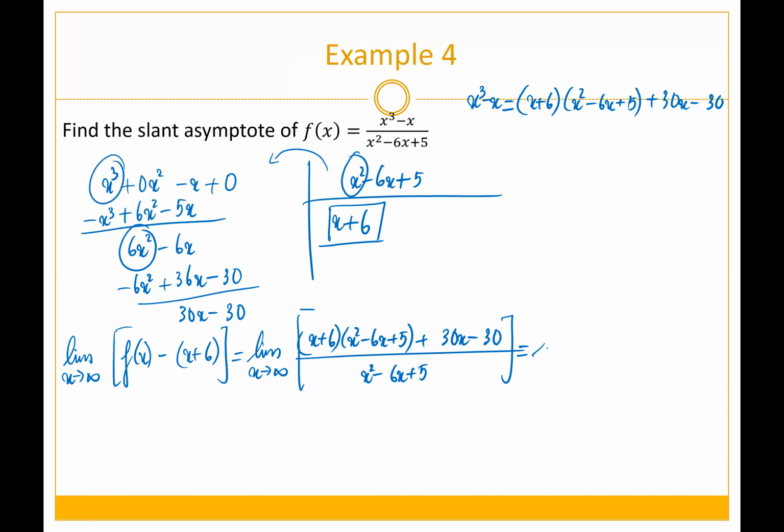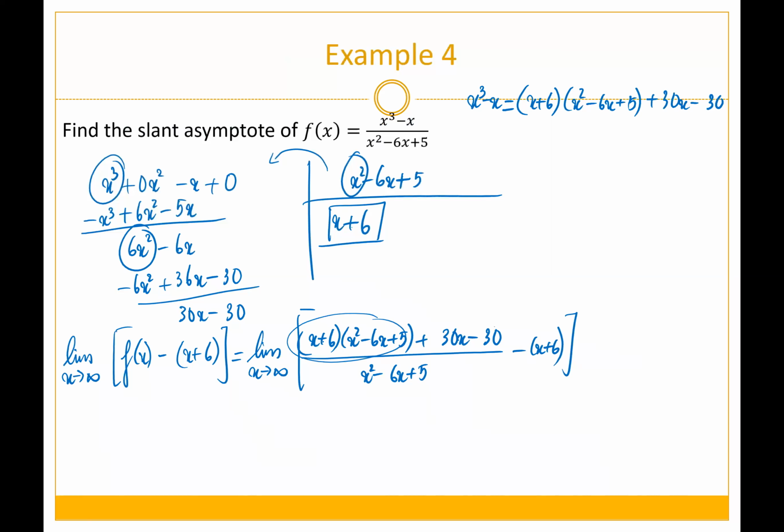Now this one is going to give us the limit as x approaches infinity. If you break this fraction into two different fractions, this term over the denominator and this term over the denominator, you're going to be able to cancel out x squared minus 6x plus 5 on the left. Oh, I forgot this part. You also have a minus (x plus 6) here, as I mentioned. So you break it down.